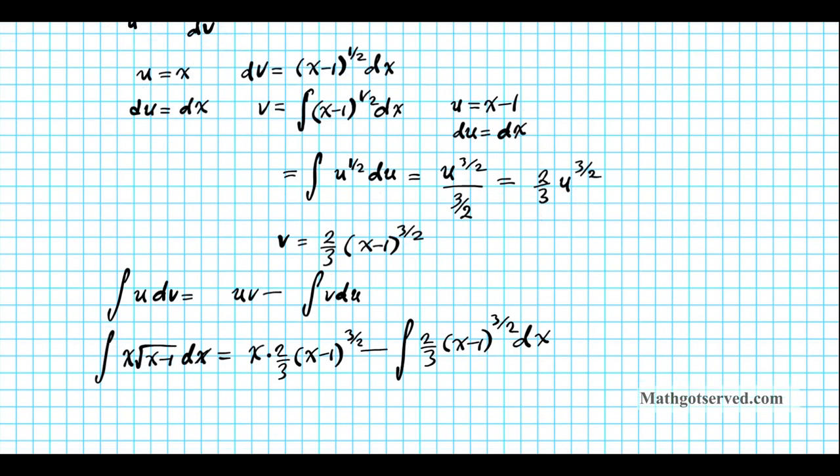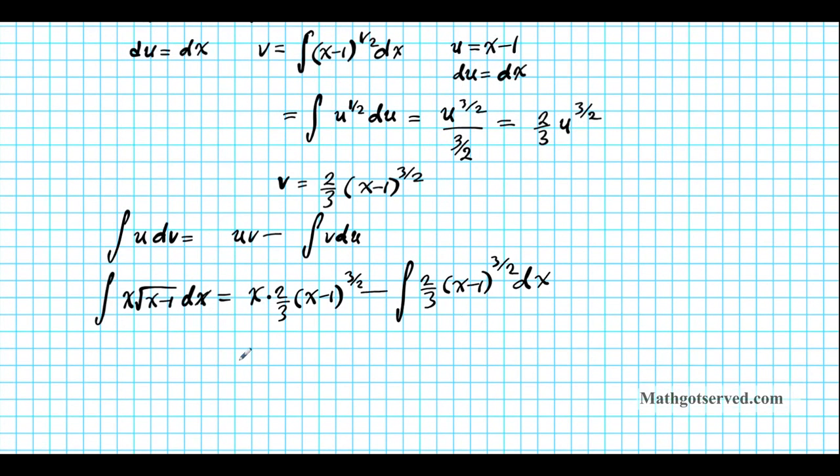All right, let's go ahead and simplify this expression. So uv, we can write it as 2/3 x times x minus 1 to the 3/2 minus this 2/3 can be factored out, so we have 2/3 times the integral of x minus 1 to the 3/2 dx. All right, now let's shift our attention to the integral of v du piece that we have here.